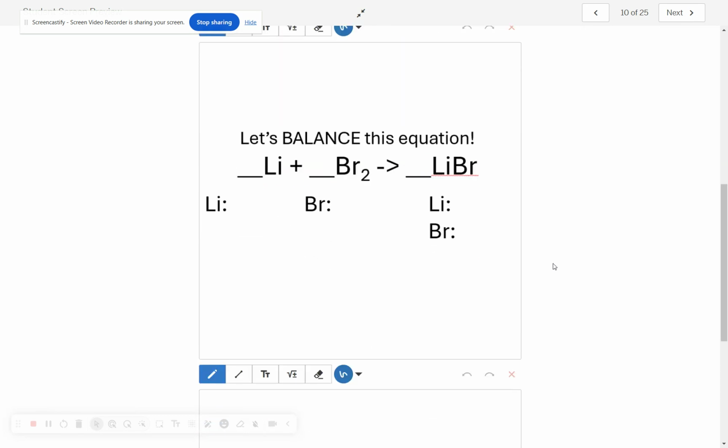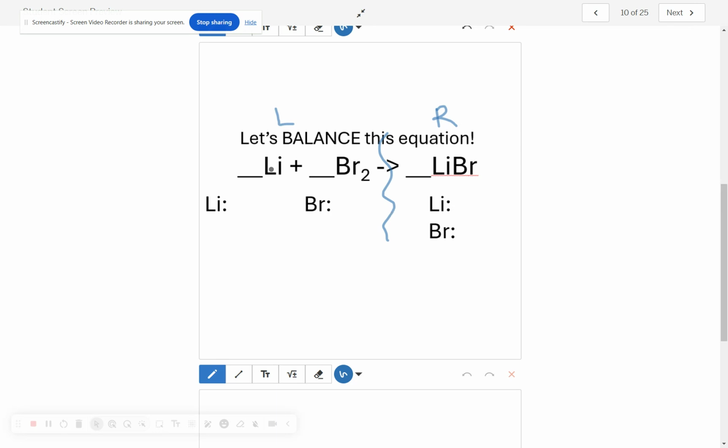All right, we're gonna keep moving. Let's go ahead and take a look at the second one. We're gonna do the same thing, okay? We have our spots for our coefficients. We're gonna list out our elements on both sides, and I like to list left and right, and then break up my reaction in half.